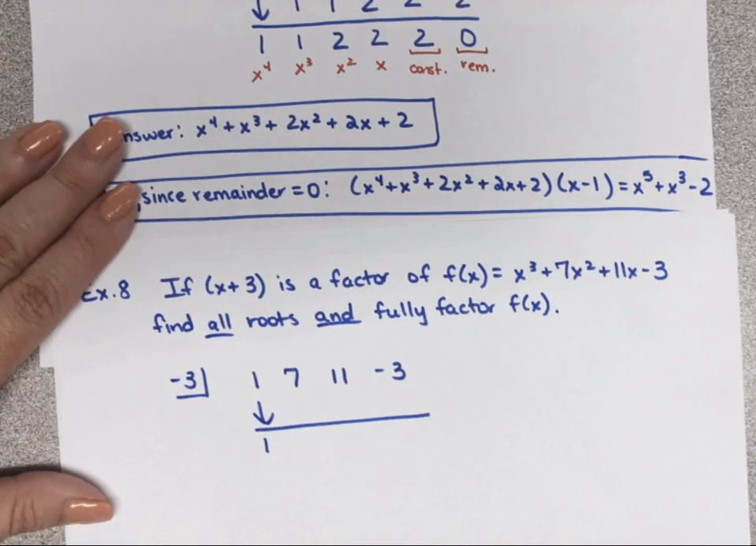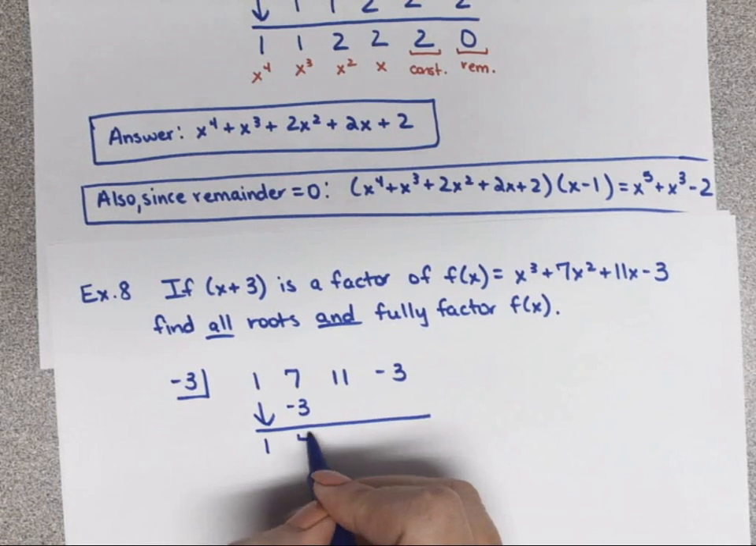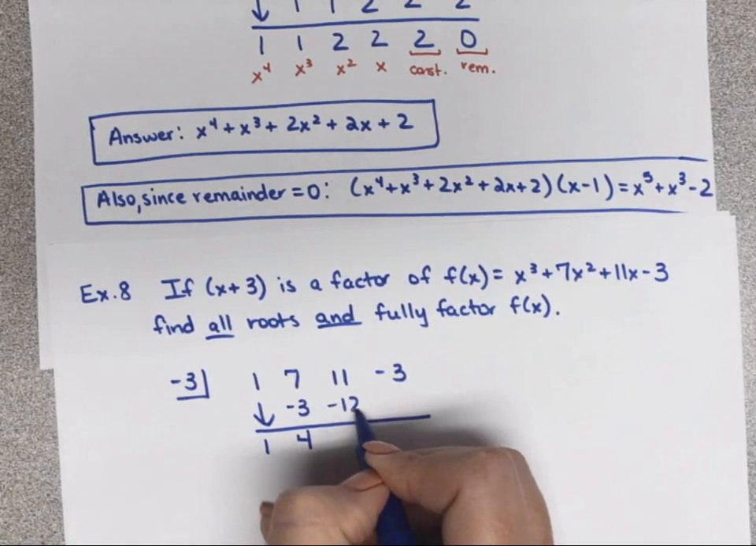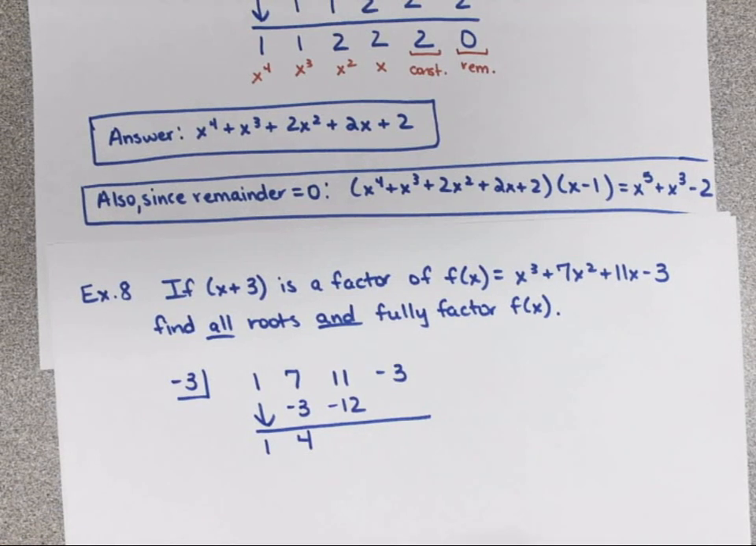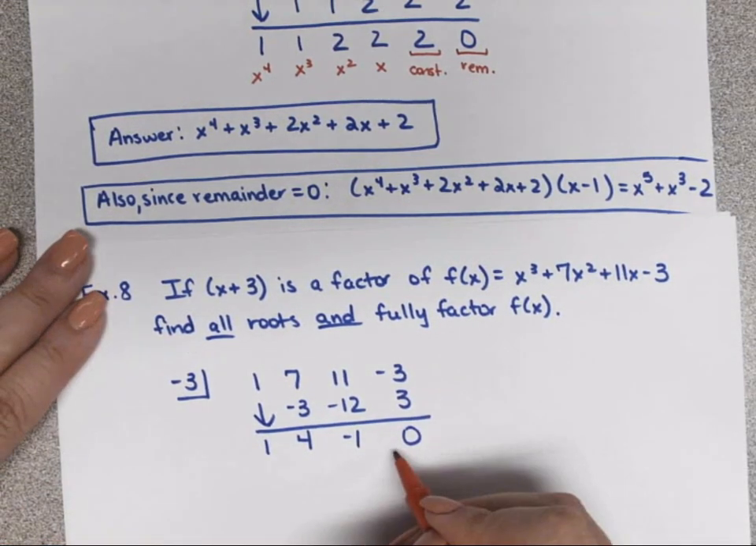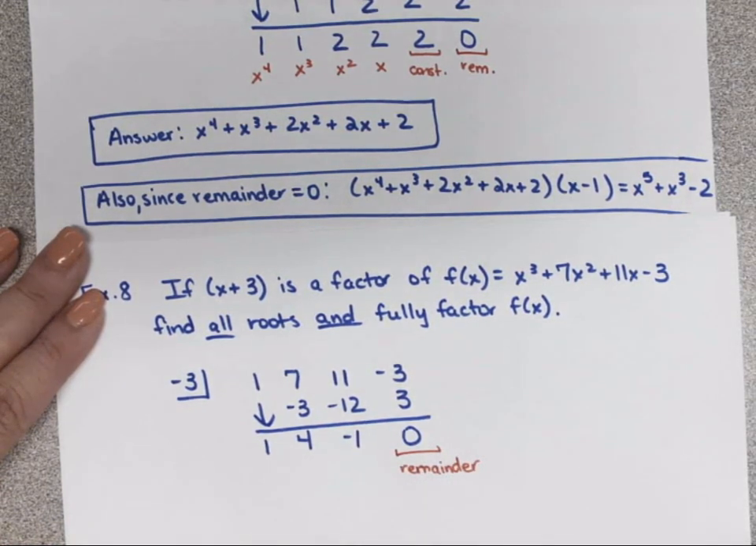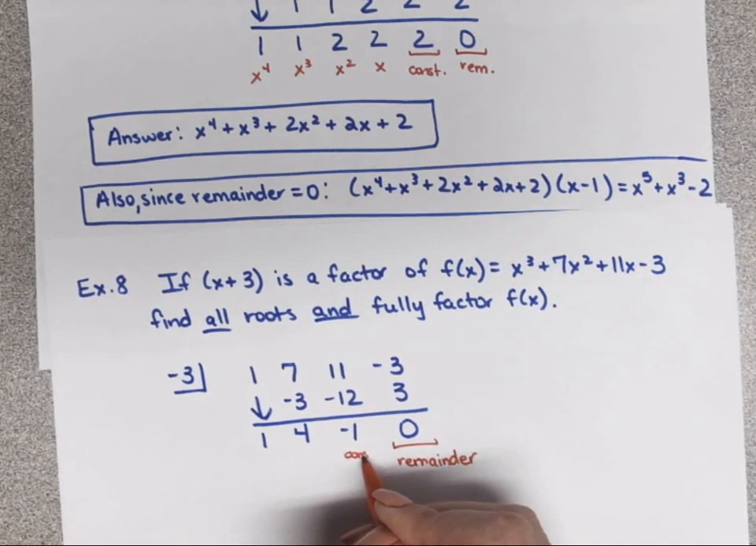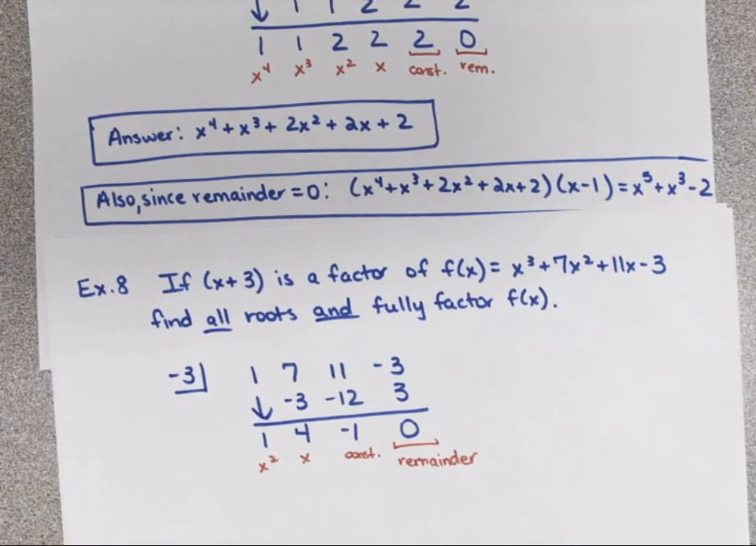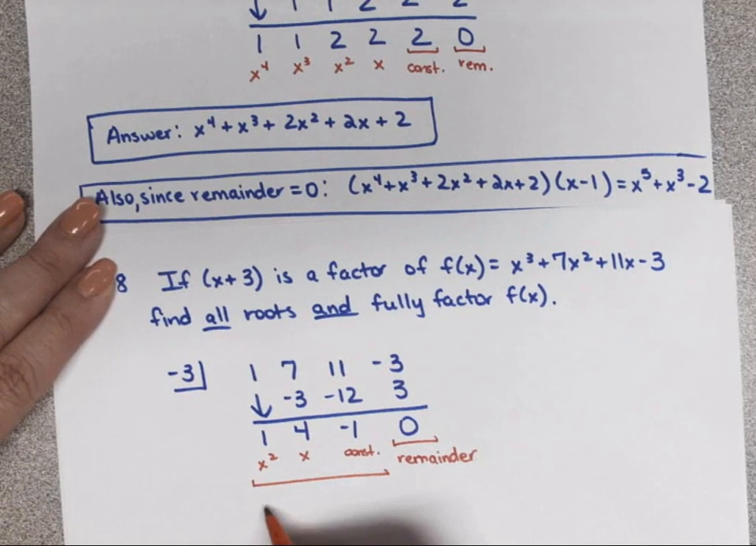So here's a 1. Bring it down, and then we just start multiplying and adding. So 1 times -3 is -3. Add down that column, and you get 4. 4 times -3 is -12. Add down that column, and you get what? -1. And then -1 times -3 is 3, which gives us our heavens opening up answer, right? That's what we want, because now we know the remainder is what? The remainder is 0. Okay, but remember, this is my constant, this is my x, and this is my x squared. Okay, so what I end up with then here is x squared plus 4x minus 1.